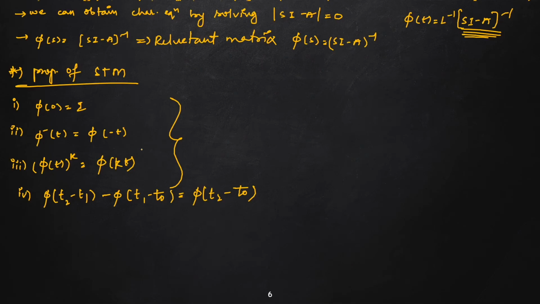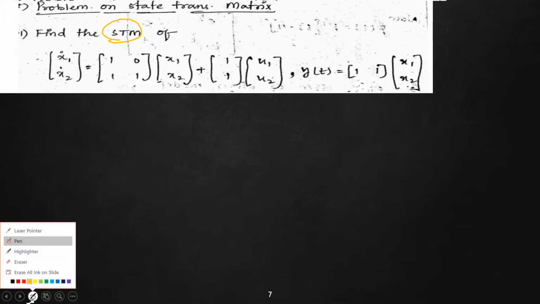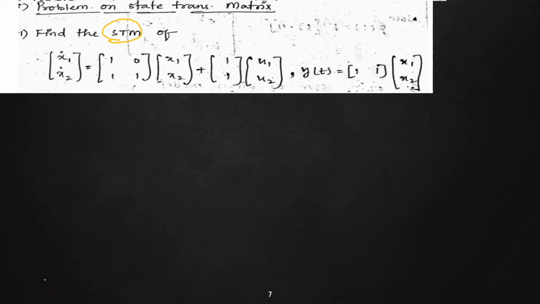Problem related to the state transition matrix. Find the state transition matrix for the given state model. Here there is an input equation that is given as the matrix of x dot 1, x dot 2. So this is the input equation and this is the output equation. From this we need to find the state transition matrix.